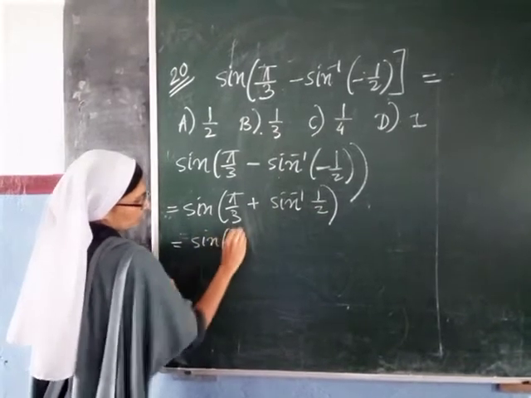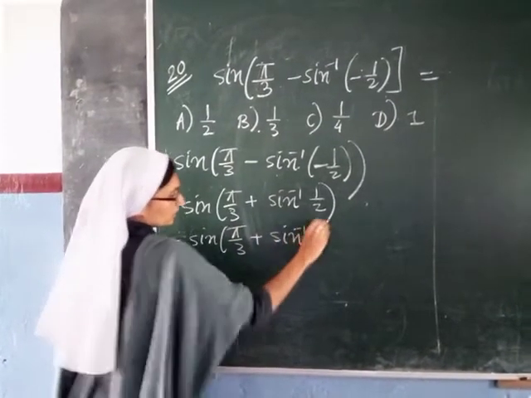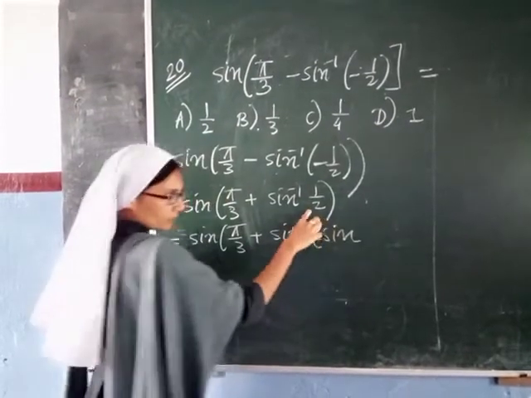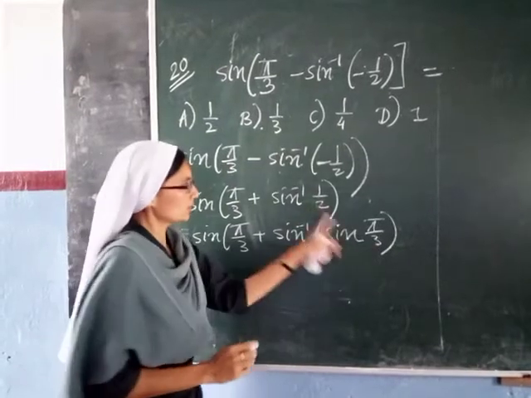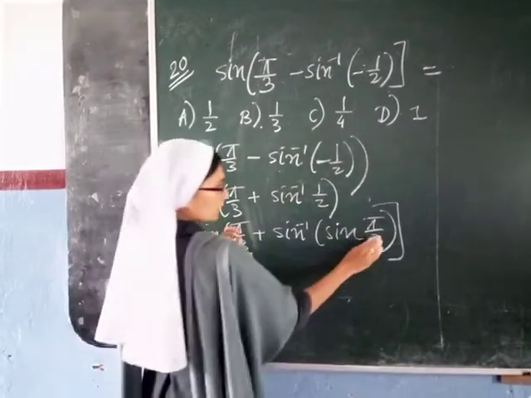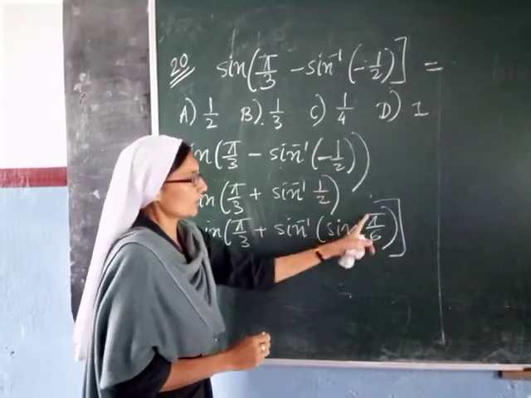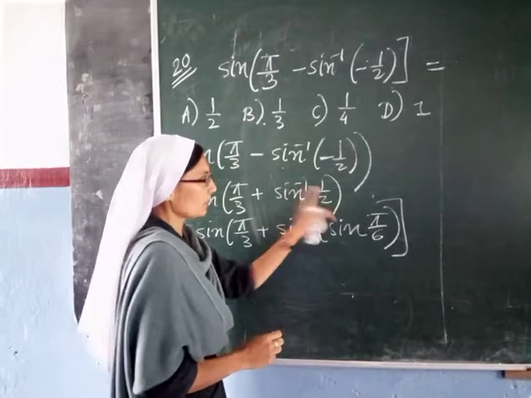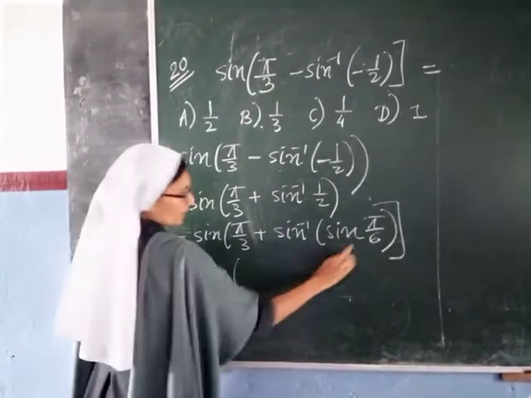Sin pi by 3 plus sin inverse. Sin 30 is 1 by 2, so I put the value sin pi by 6. Okay, sin pi by 6 is 1 by 2. So now sin and sin inverse cancel.